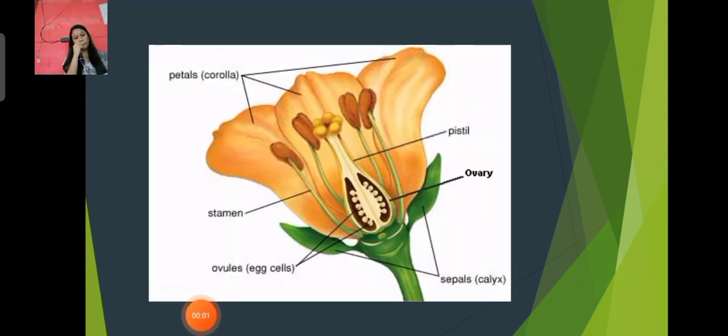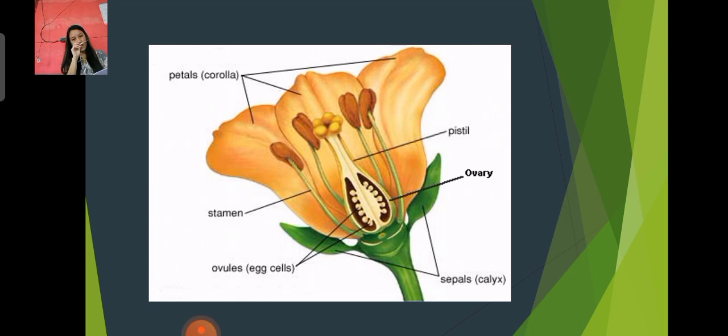The picture shows the parts of a flower, like petals, which are modified leaves that surround the reproductive parts of a flower. They are often brightly colored or unusually shaped to attract pollinators. Next is stamen. Stamen is the pollen producing reproductive organ of a flower. Collectively, the stamens form the androecium of a flower.